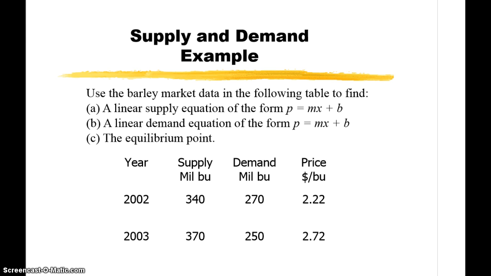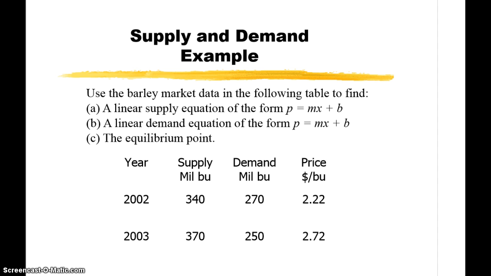Use the barley market data that was given in your textbook, and it's presented here in the following table to find 3 things. We want a linear supply equation of the form P equals mx plus b. We want a linear demand equation of the form P equals mx plus b, and we want the equilibrium point. So once again, you would use the fact that these are going to be linear equations in order to come up with them.